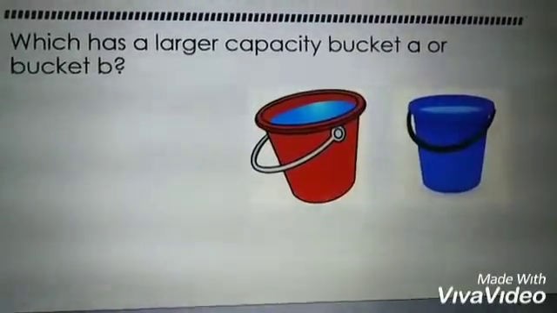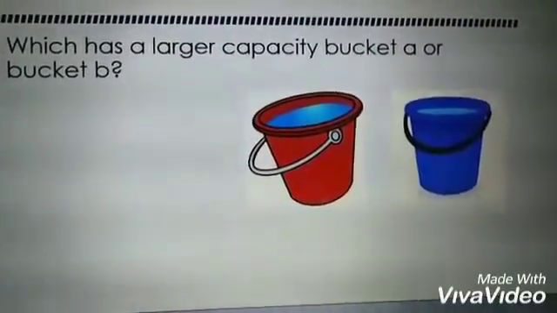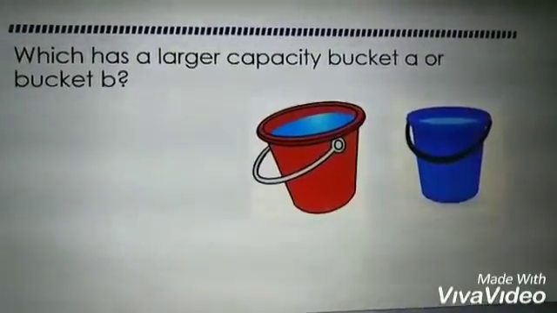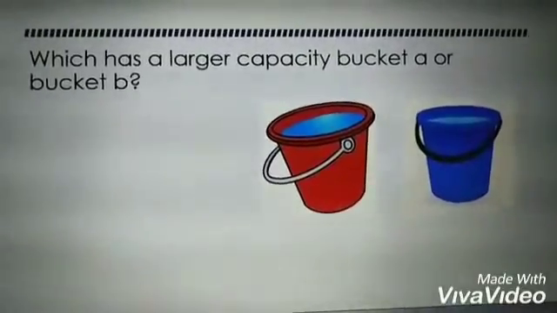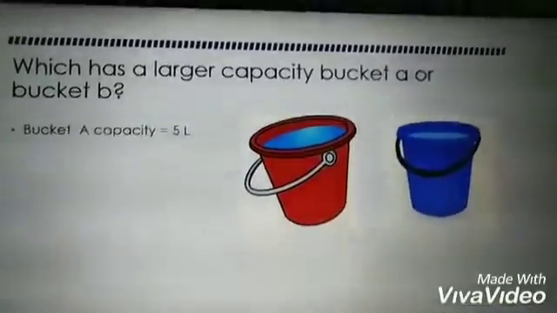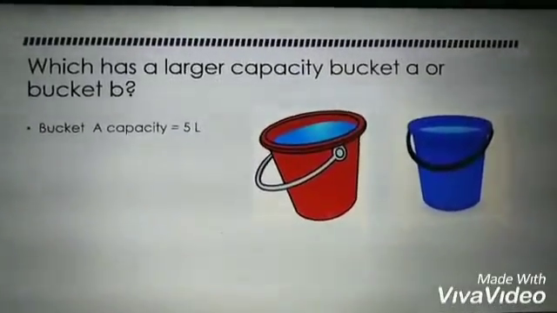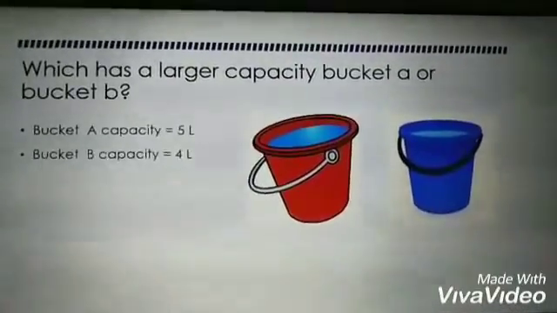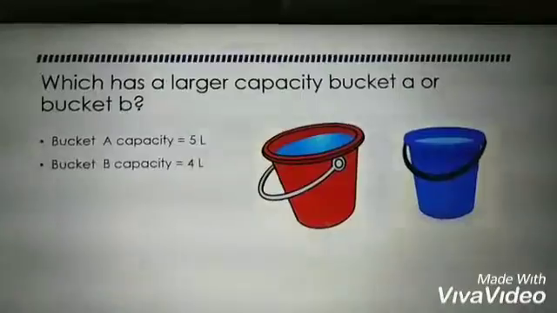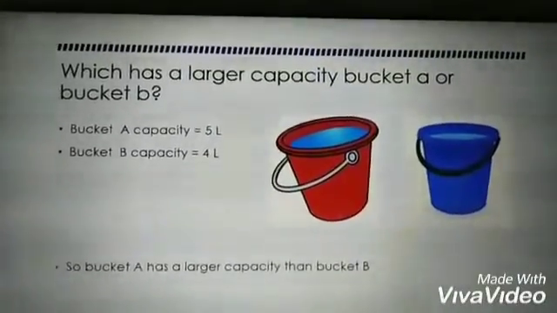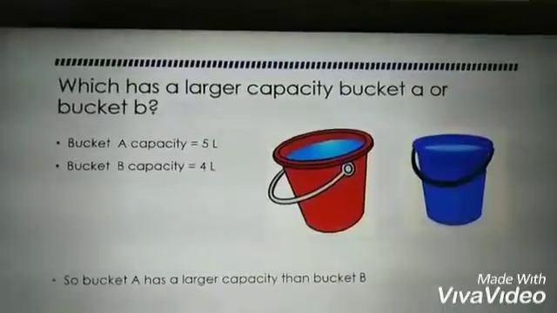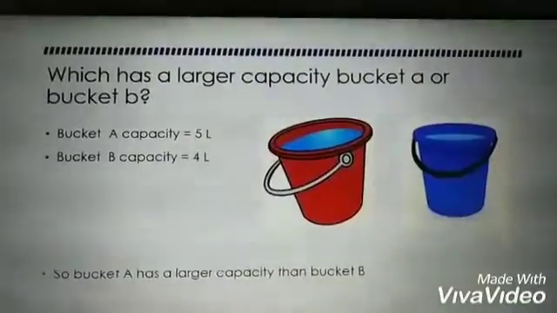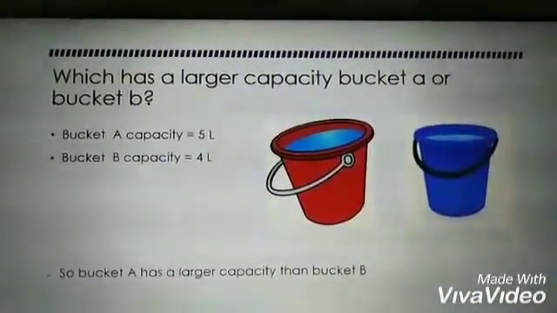Now look back at these two containers and answer this question. Which has a larger capacity? Bucket A or bucket B? The red bucket or the blue bucket? In the previous example, we found that bucket A has a capacity of 5 liters and bucket B has a capacity of 4 liters. So bucket A has a larger capacity than bucket B, or the red bucket has a capacity greater than the blue bucket.